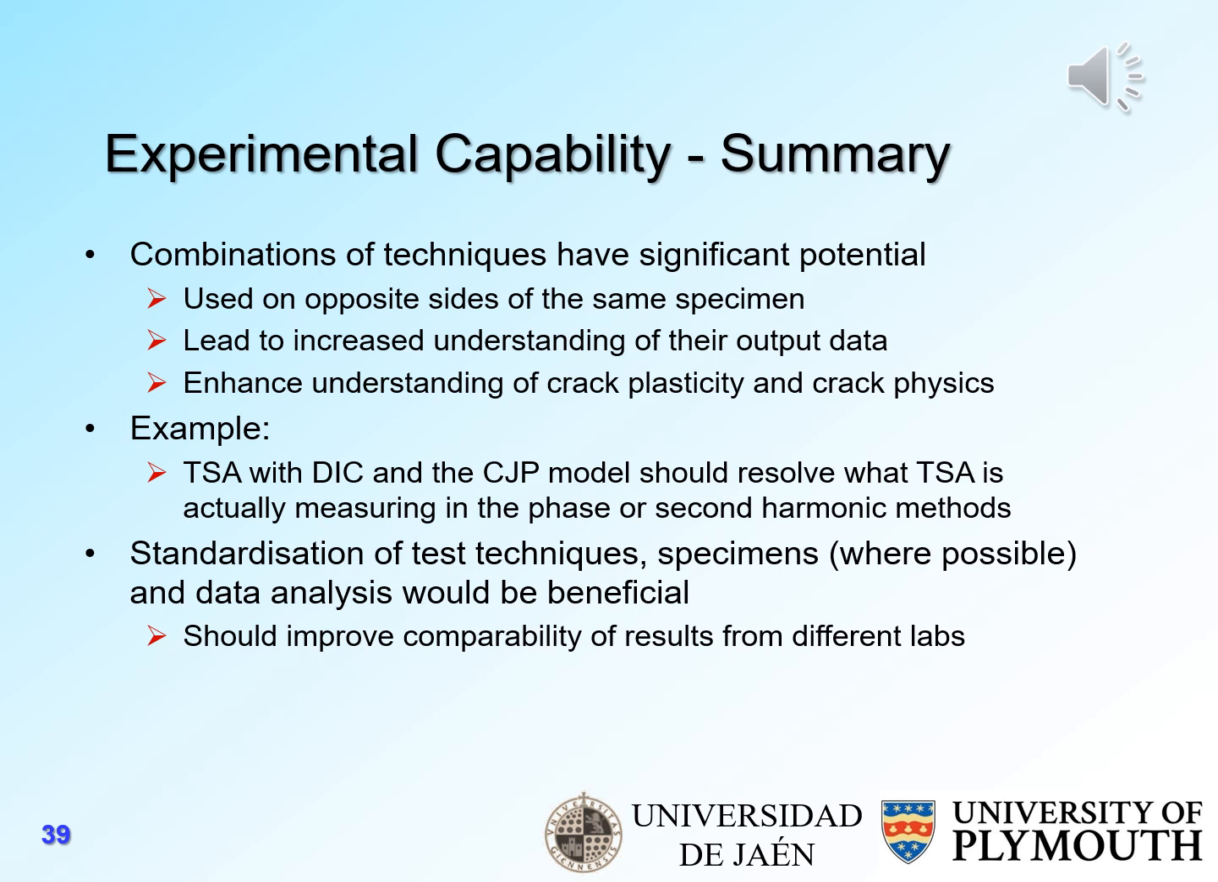One of the useful things about these full field techniques that I've mentioned is that combinations of techniques used on the same specimen have significant potential to unlock understanding. You could use them on opposite sides of the same specimen, and you should, in principle, get increased understanding of what their output data is actually showing you, and hence enhanced understanding of crack plasticity and physics. So an example might be TSA with DIC and the CJP model may resolve what TSA is actually measuring in the phase or second harmonic methods.